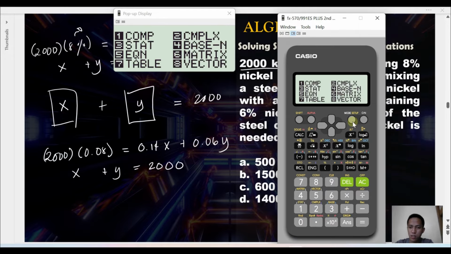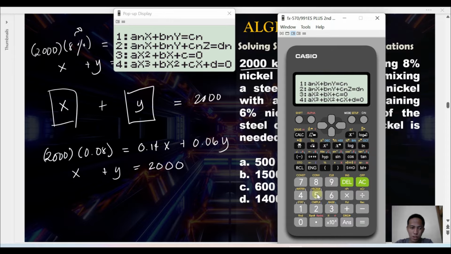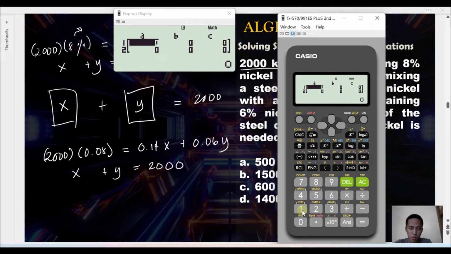So you have here mode, equation. It's two equations, two unknowns, guys. So that is for number 1. We put the coefficient of x in the first equation, that is 0.14, and 0.06 for y, and the constant is 2000 times 0.08. So here, guys, we are looking for x.